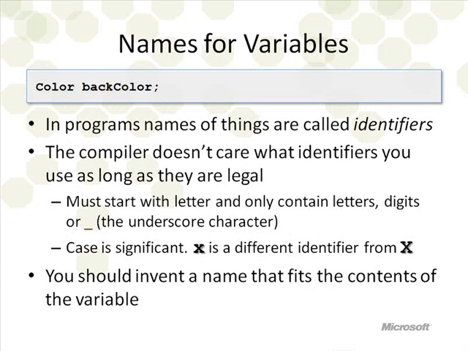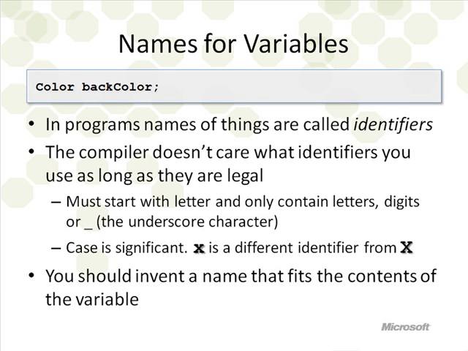Names of things are what's called identifiers. The compiler doesn't care. If you call it guacamole, cheese, chicken, rumbunctious, or whatever you like, doesn't matter. The compiler has no taste. It does have a few ground rules.